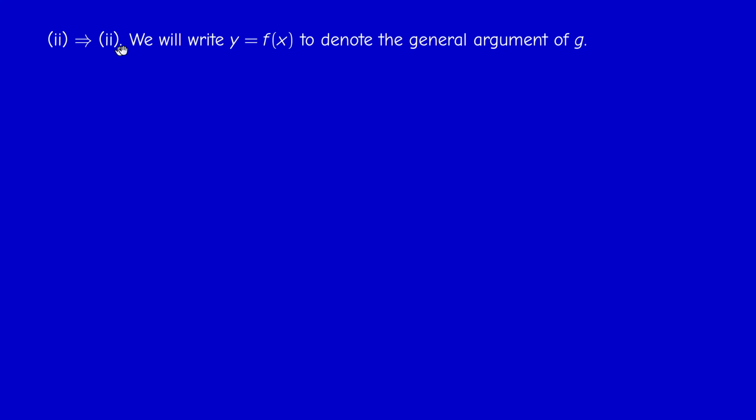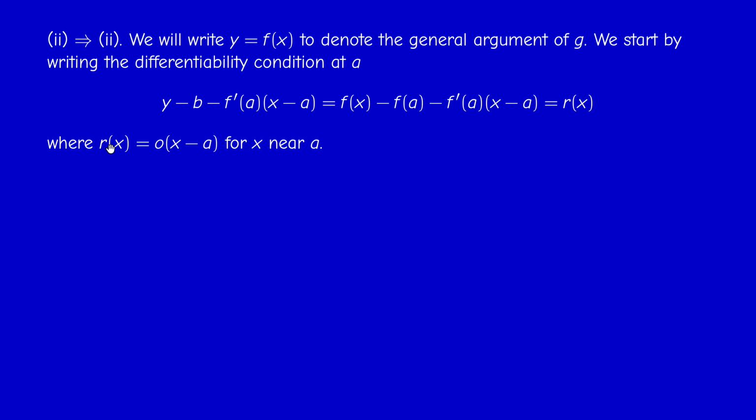Okay, so we denote the argument of F by X and the argument of G by Y. So first we start by writing the differentiability condition of F at A. So we can write Y minus B minus the derivative in the direction of the difference, which is just F of X minus F of A minus this is a remainder, and this remainder is a small o of the difference as X tends to A. Okay, this is just the condition. And now I know that F prime of A is an isomorphism.